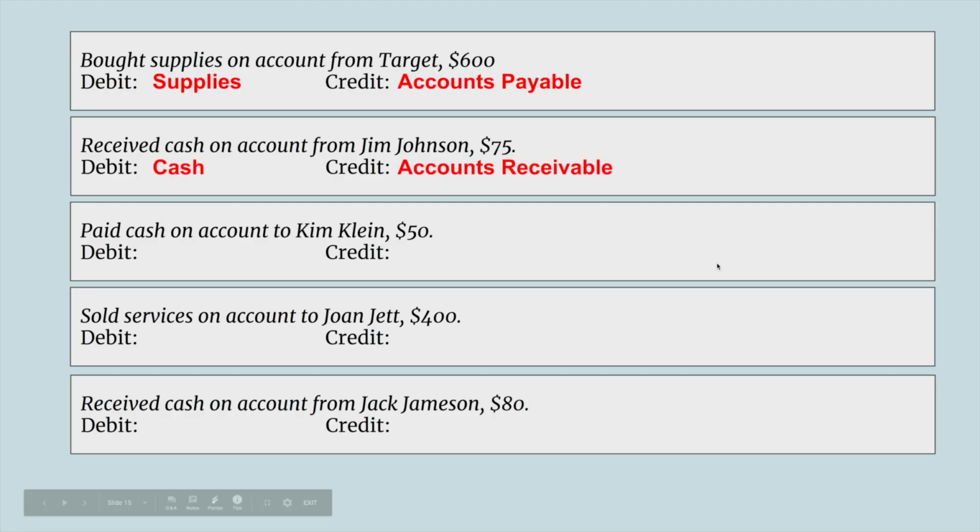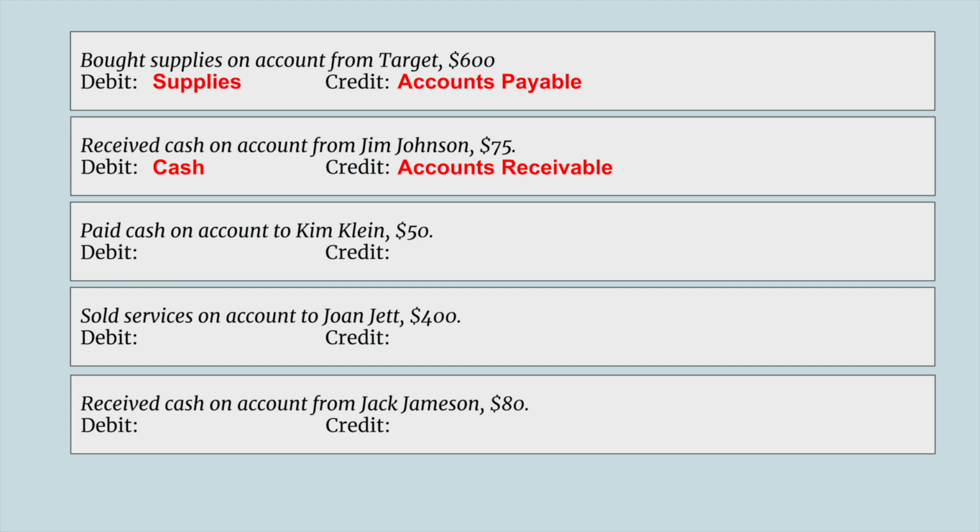Okay? The next one, we received cash on account from Jim Johnson for $75. So we received cash. That's the easier part of this transaction. When you receive cash, it is an asset, so we are going to debit cash. And then it says we are going to receive cash from Jim Johnson. So Jim Johnson owed us money, and he's going to pay it to us now. So we're going to receive that money. Therefore, debit cash, accounts receivable is our credit.